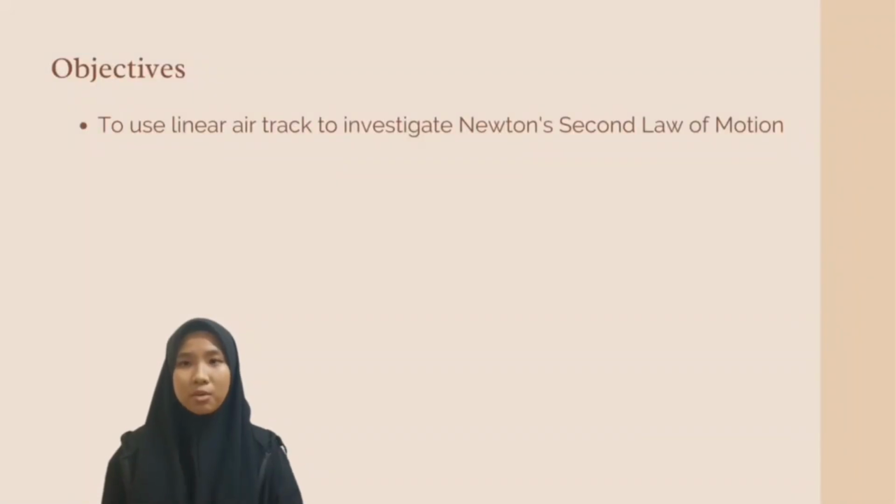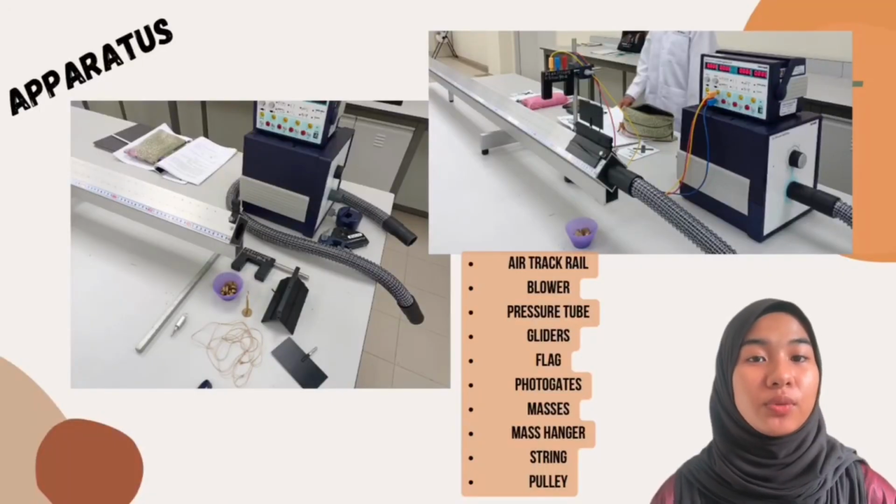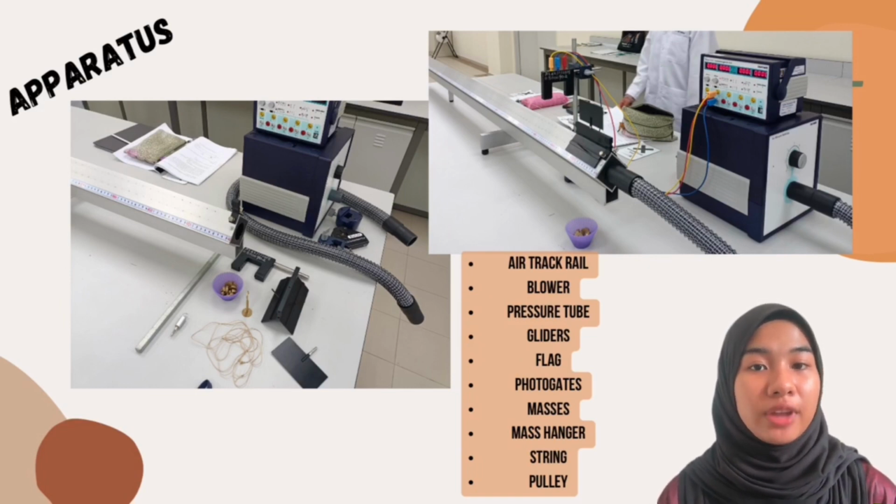The objective of this experiment is to use a linear air track to investigate Newton's second law of motion. These are the apparatus that we use in this experiment: air track rail, blower, pressure tube, gliders, flag, photo gates, masses, mass hanger, string, and pulley.